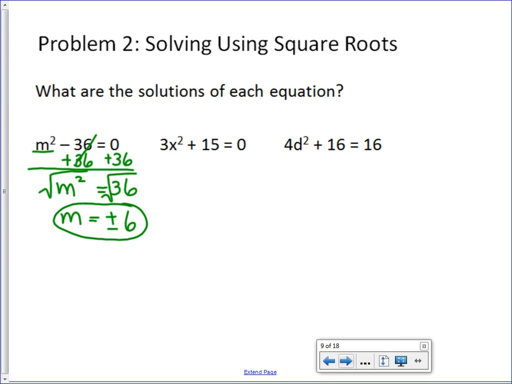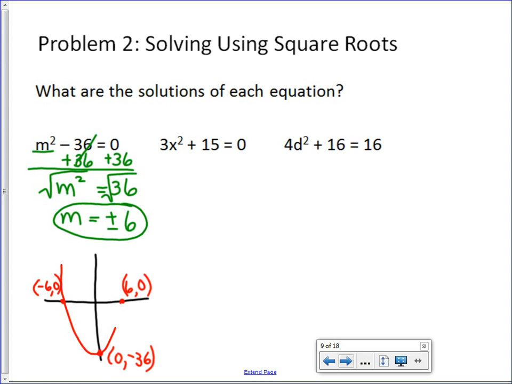If we were going to do a quick sketch of the graph, our vertex would be down here at 0, negative 36, and it would cross the x-axis in two places. It would cross at positive 6, 0, and it would also cross at negative 6, 0. So we want to make sure that we include both solutions when it is a mathematical equation. So negative 6 and positive 6.